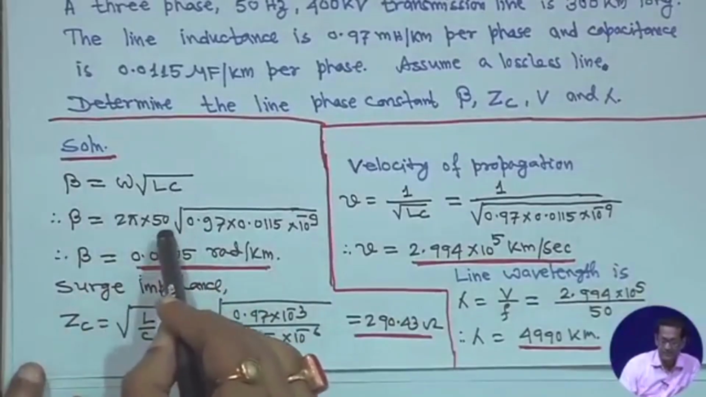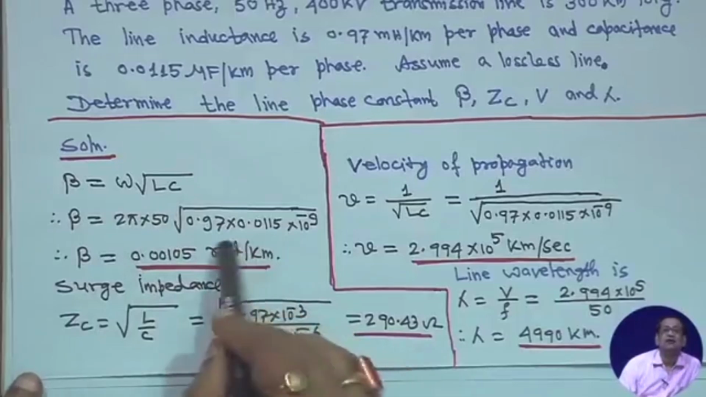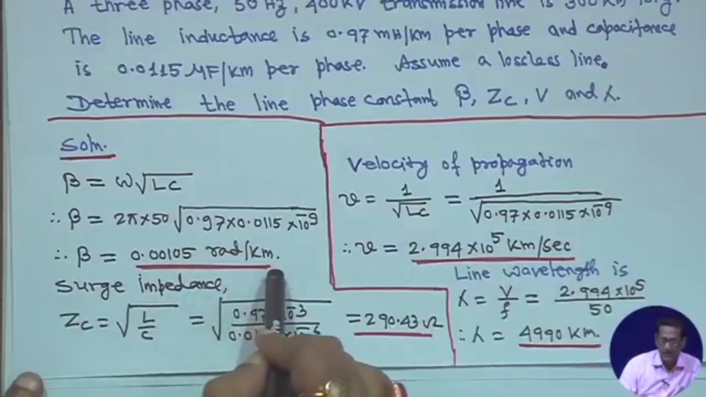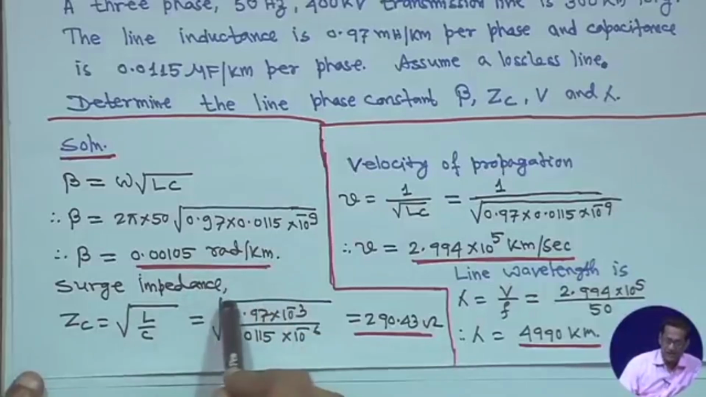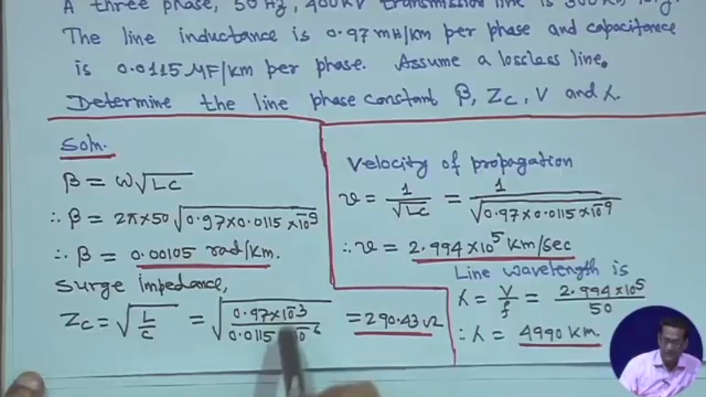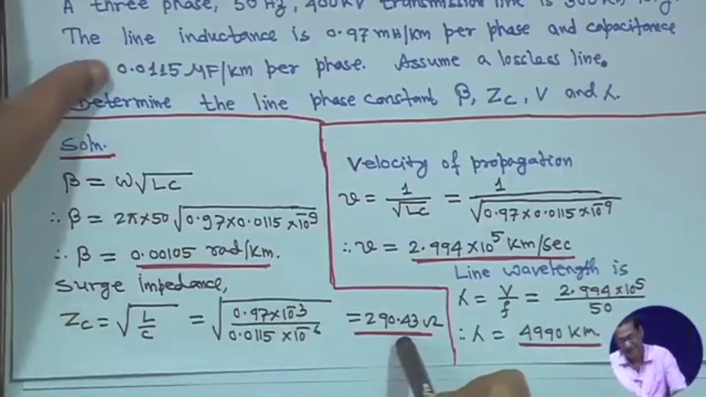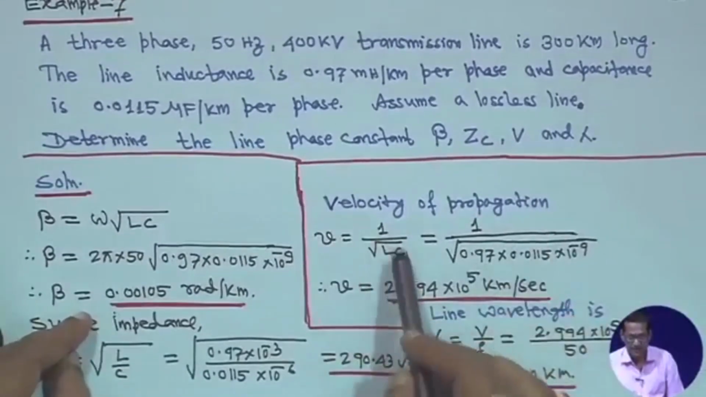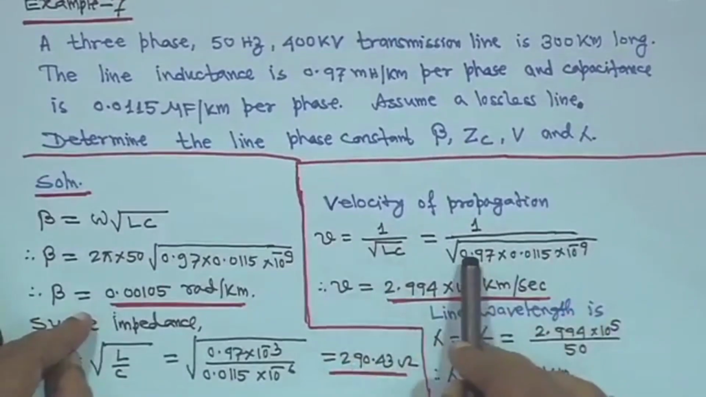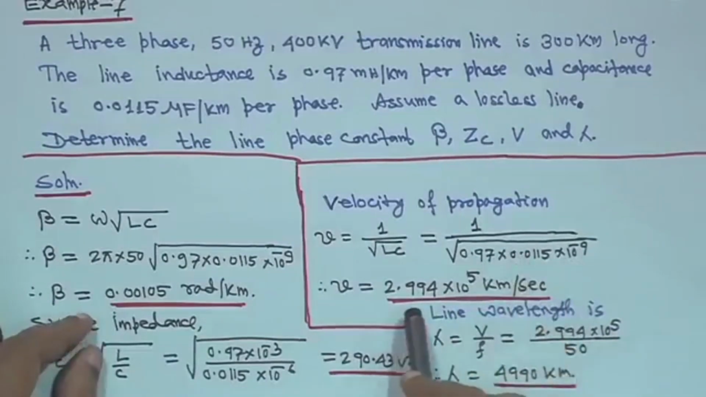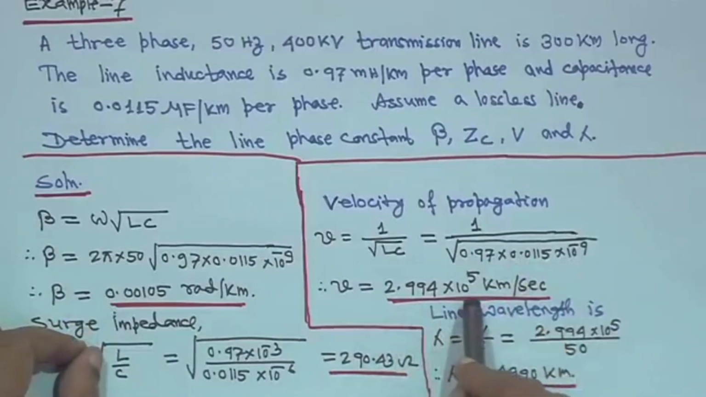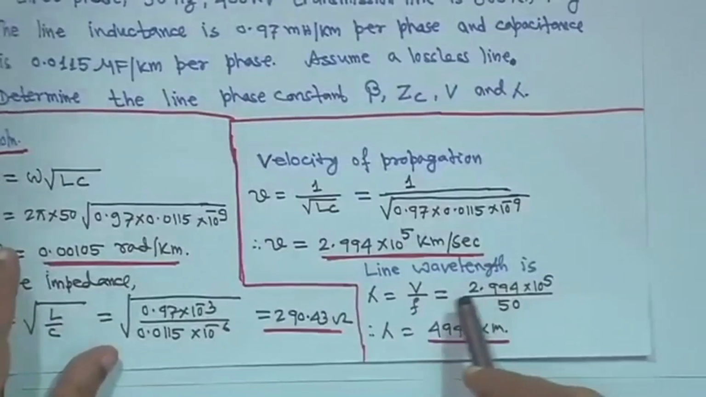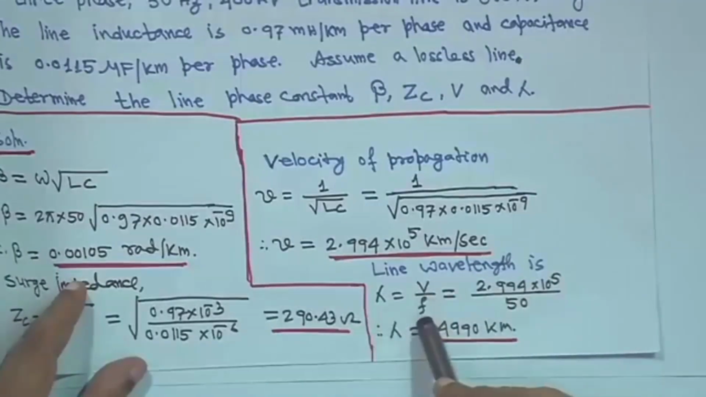The solution is very simple. You know beta is equal to omega root over L C. It is a 50 hertz system, L is given, C is given, you substitute and you will get beta equal to 0.00105 radian per kilometer. Then surge impedance Z c is root over L by C, which is 290.43 ohm. Velocity of propagation V is equal to 1 upon root over L C. You substitute and you will get 2.994 into 10 to the 5 kilometer per second. And line wavelength lambda is equal to V upon F.